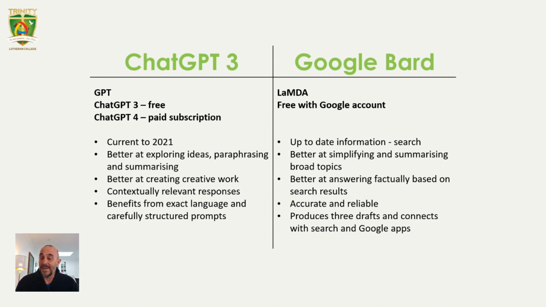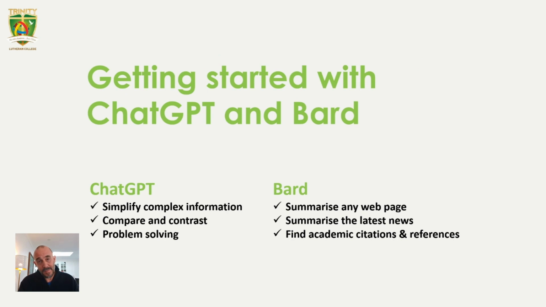All right, Google Bard: up-to-date information connected to Google Search. It's really good at simplifying and summarizing broad topics, and puts that into language that's very easy to understand. It's very good at answering factually because it's connected to Google Search, so it's regarded as very accurate and reliable. One benefit with Bard is that it produces 3 different drafts that you can select from, and it also connects to Search and Google Apps.